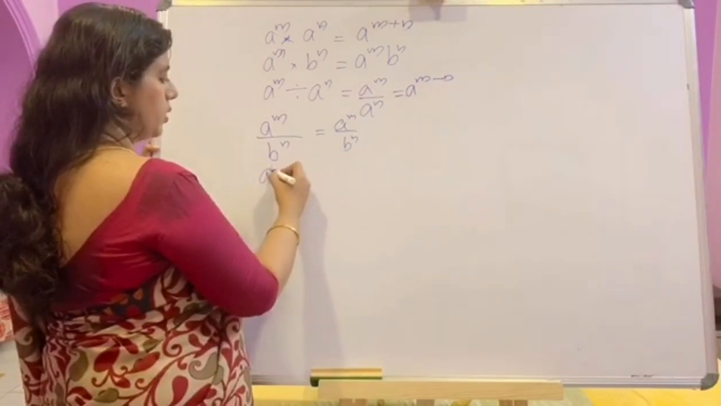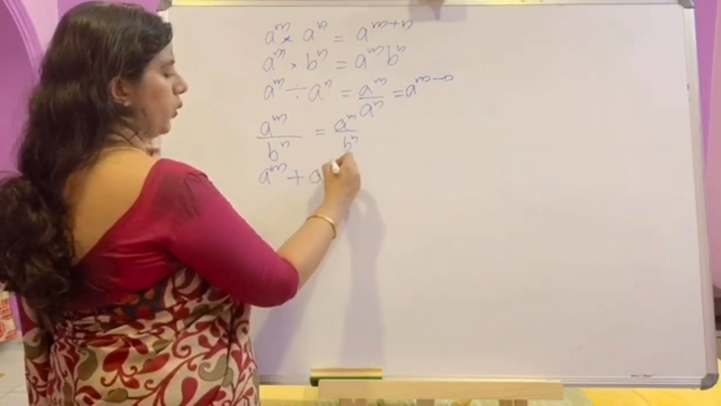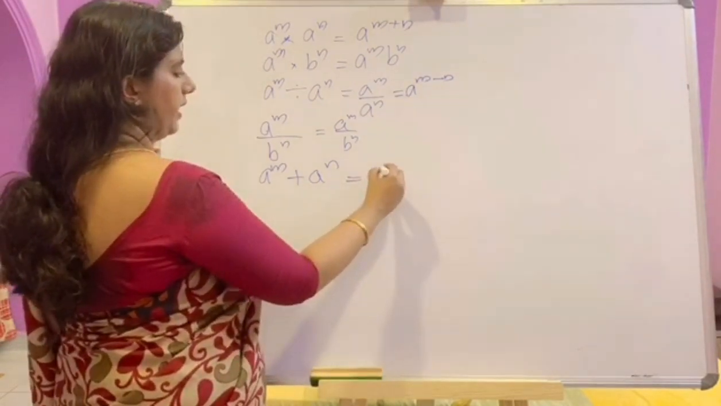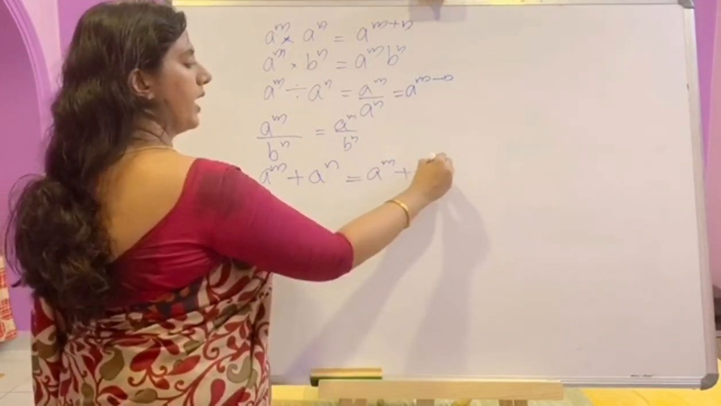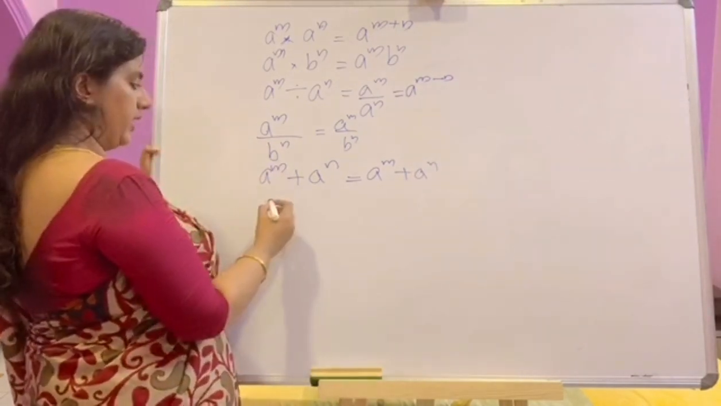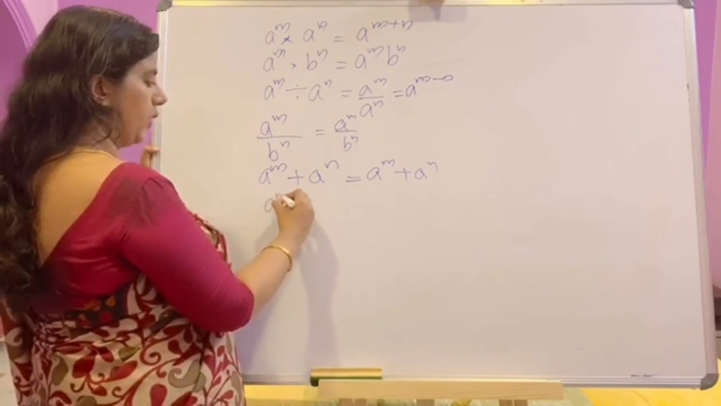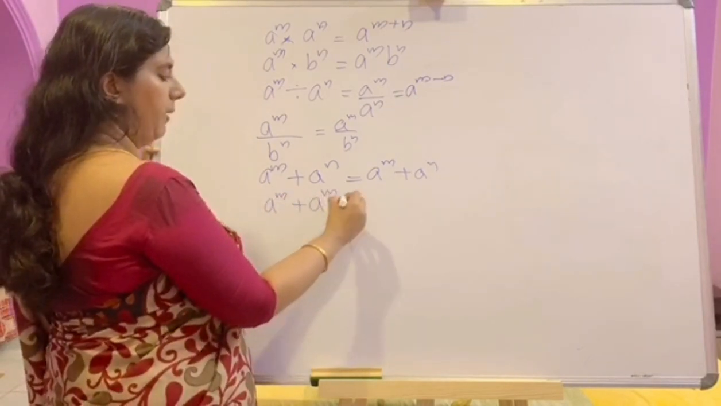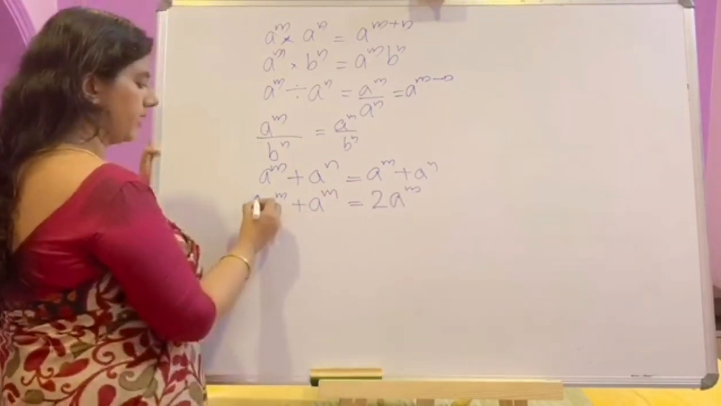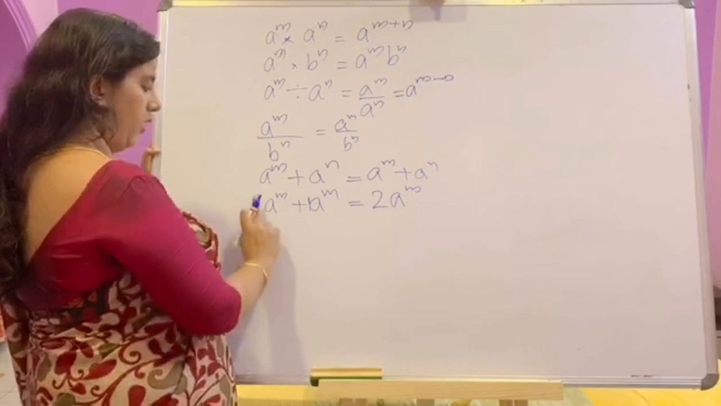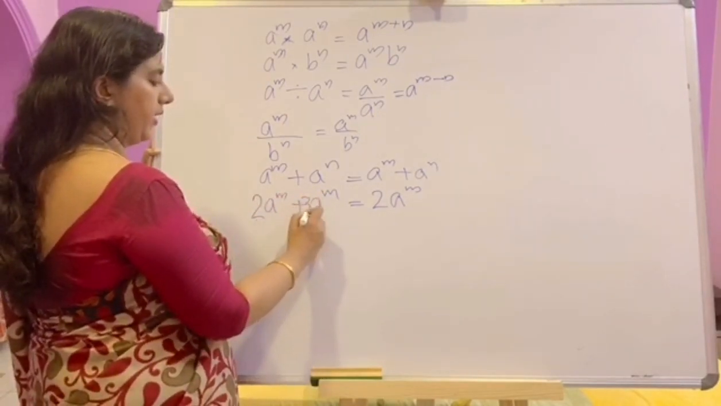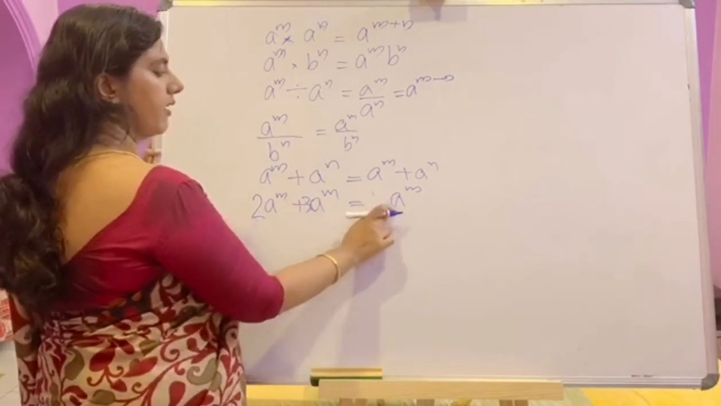Now, a raised to m plus a raised to n. Here, the answer is a raised to m plus a raised to n itself. You can't add this. But if it is like this, a raised to m plus a raised to m, then you can write it as 2a raised to m, because here are 1 each. Or if it was 2a raised to m plus 3a raised to m, then the answer is 5a raised to m.